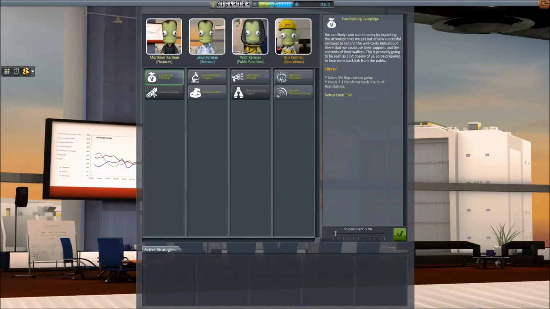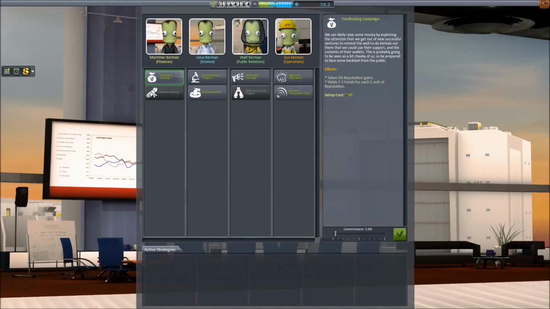As I understand it, the general idea behind the strategies is that you are sacrificing one form of currency in exchange for another. For example, the fundraising campaign that Mortimer suggests is sort of a thing where it sacrifices reputation for money. Science seems to be my main goal in the game, although it looks like we're going to be earning it really, really early and probably maxing that out fairly soon.